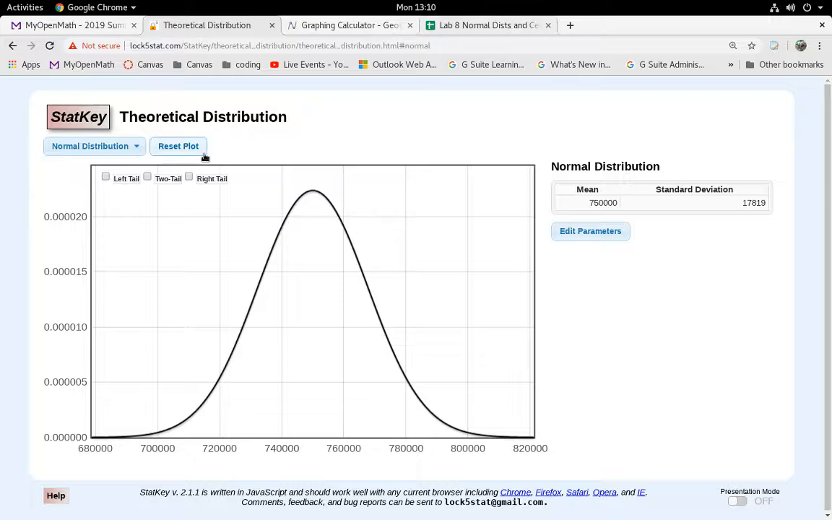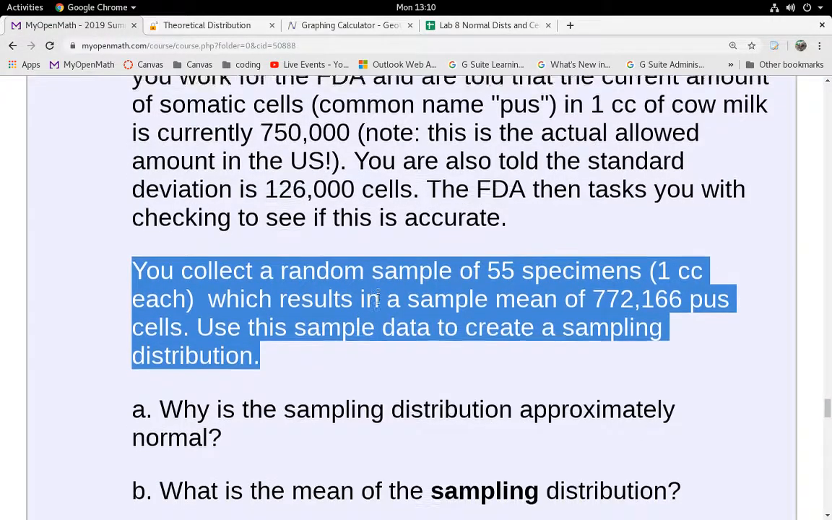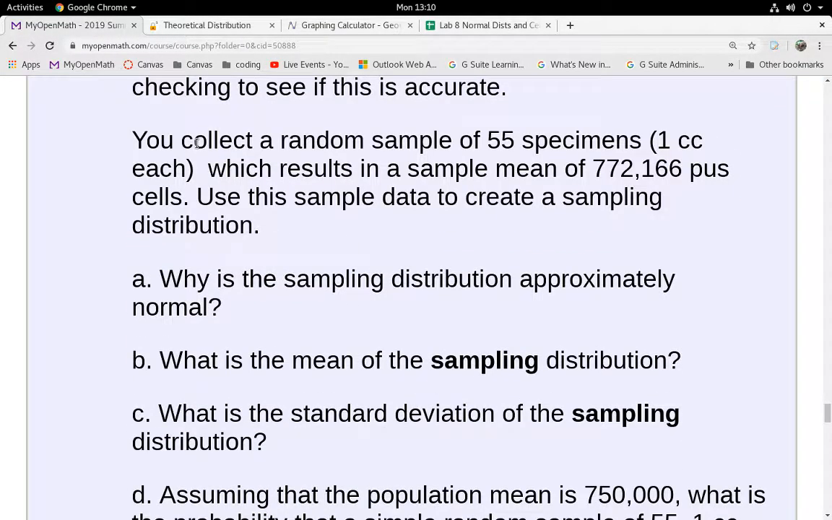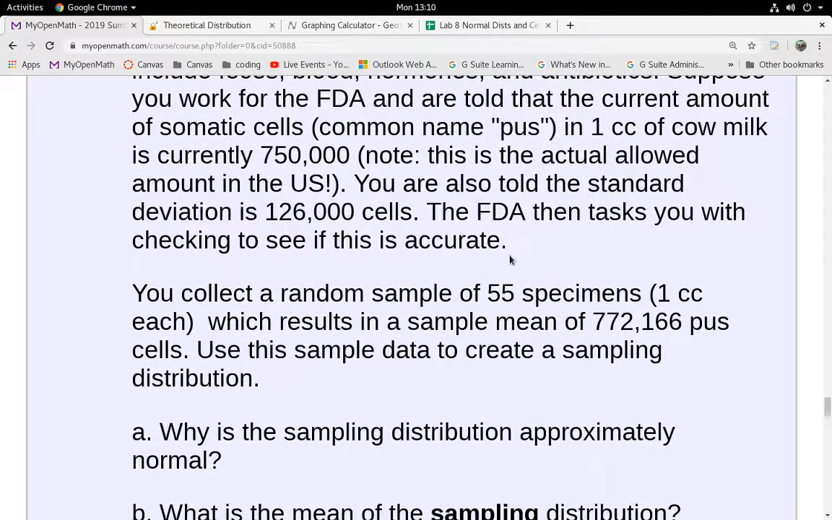Okay, next. What did the question ask? You collect a random sample of 55 specimens, each of 1 cc, which results in a sample mean of 772,166 pus cells. Okay, so that's above average, right? We were expecting that the average should be 750,000. This is above average. So we want to measure, well, okay, how unusual is it to get a number of that size?